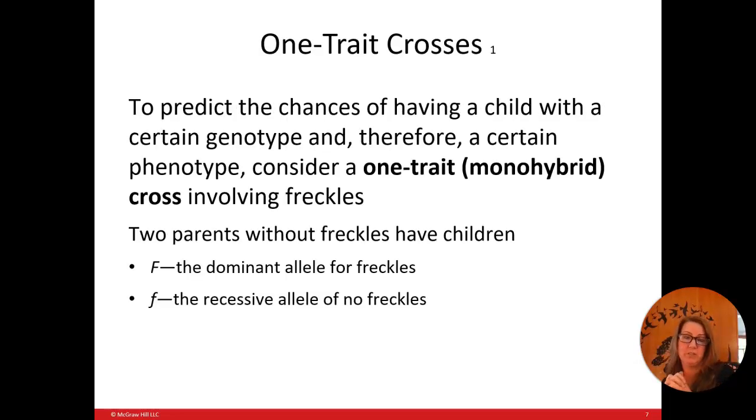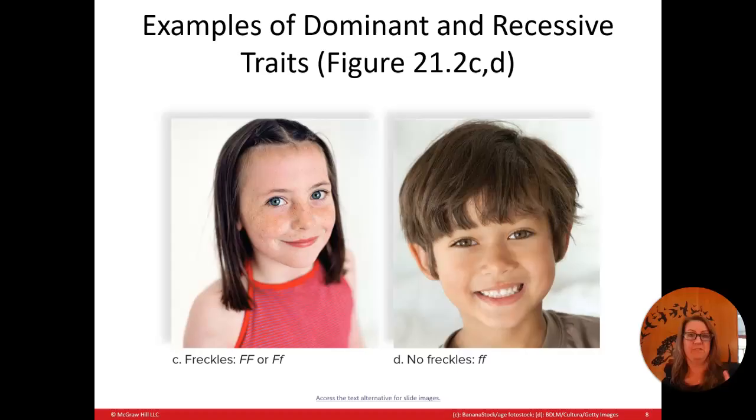So let's take a look a little closer at these genetics problems that involve just one trait. So we're looking at just eye color, or just freckles, or just pigmentation for normal or albinism. We're not going to look at hair color plus eye color. That would be a two-trait cross. So we're going to take a look at this condition. The one trait, or monohybrid cross, condition is going to involve freckles. So two parents without freckles have children. So a dominant capital F refers to having the dominant allele for freckles. Or the little f is referring to the recessive allele of no freckles.